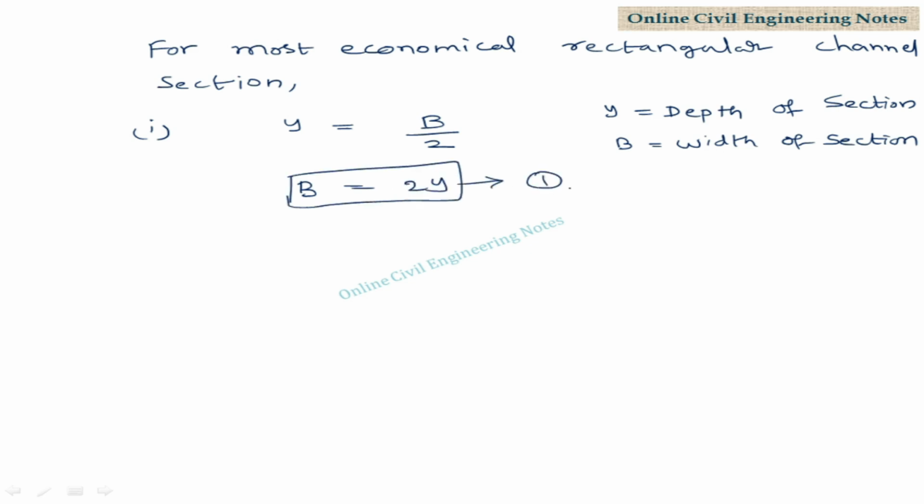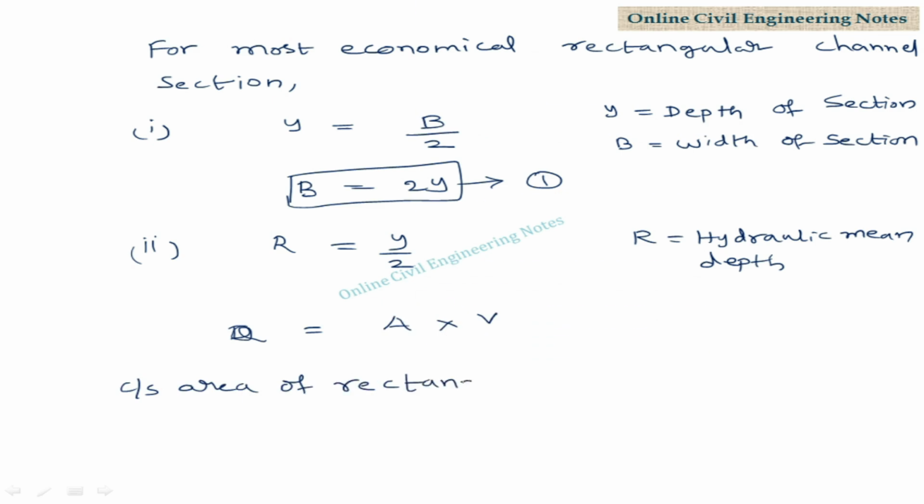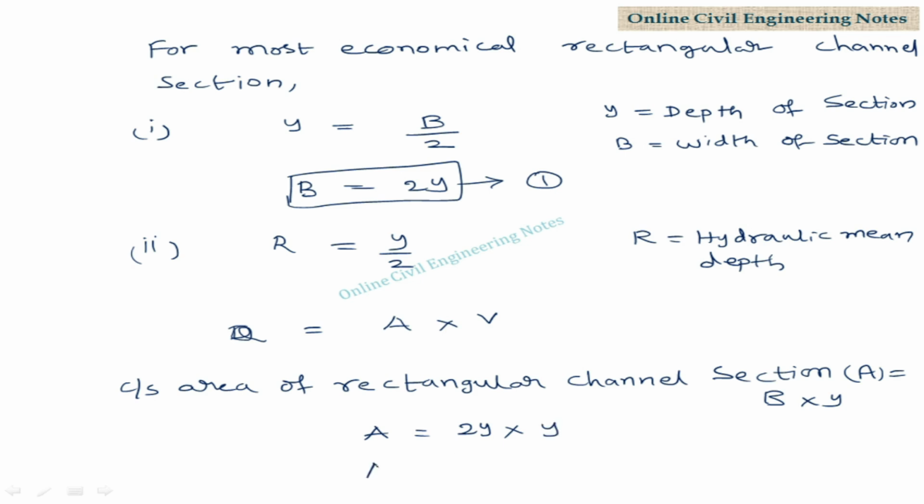Let it be taken as 1. And second condition is R is equal to y by 2, where R is the hydraulic mean depth. Discharge through the rectangular channel Q is equal to area into velocity. Cross sectional area of the rectangular channel section is b into y. We know b is 2y into y. A is equal to 2 into y square.